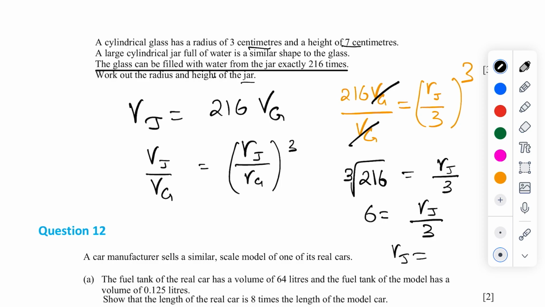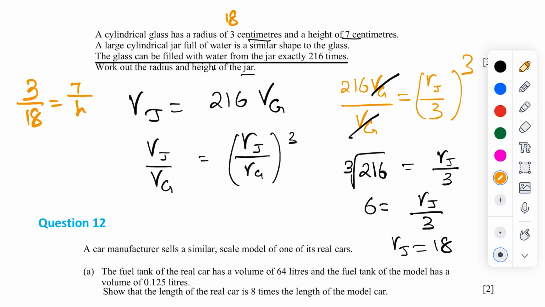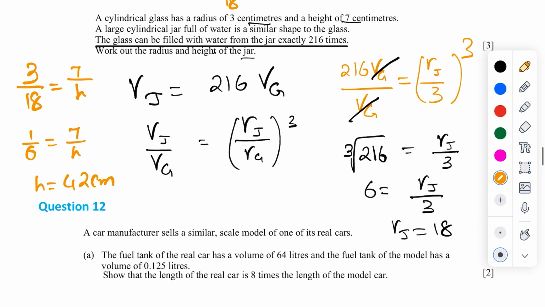So radius of the jar is 18. Now we have to find the height of the jar. So we have found the radius of the jar was 18. So over here, let me write it out: it is 3 upon 18. Radius upon radius equals height upon height. So 1 upon 6 equals 7 upon h. H equals, cross multiplication, 42 centimeters.